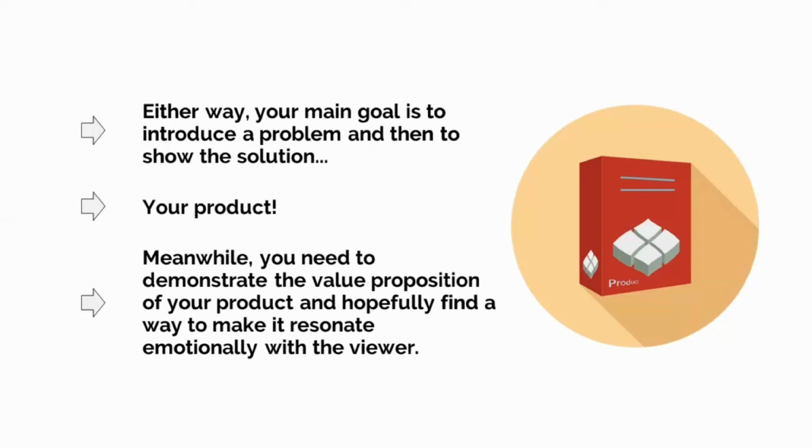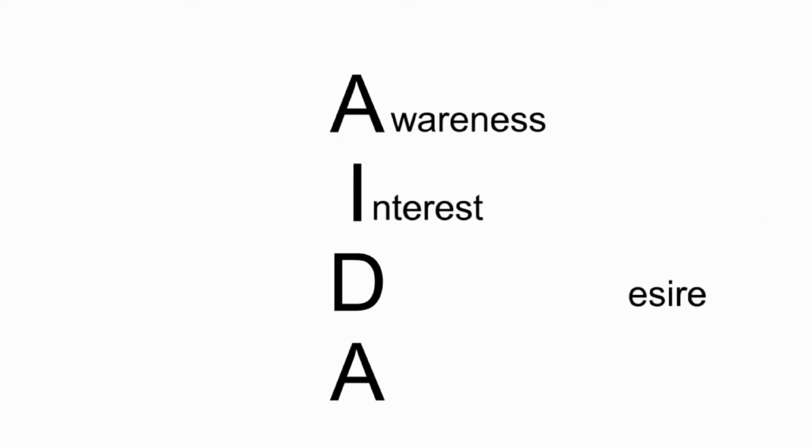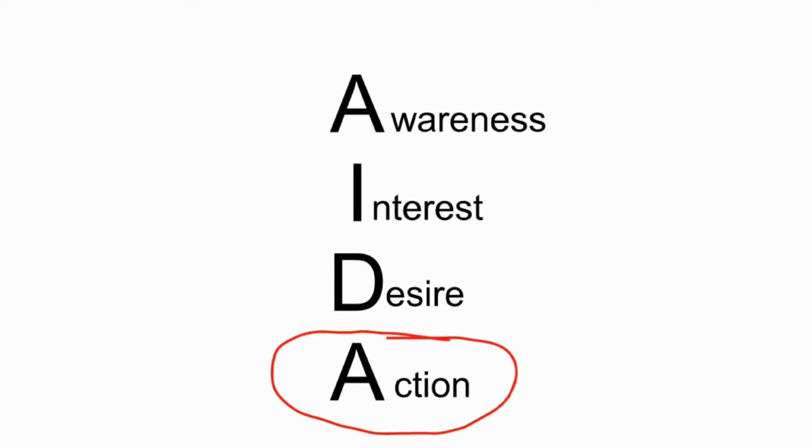Meanwhile, you need to demonstrate the value proposition of your product and hopefully find a way to make it resonate emotionally with the viewer. At the same time, you need to fully explain what your product is, and this can follow a structure known as AIDA: awareness, interest, desire, action. To really push that last part, the crucial action element, you need to ensure that you create urgency. And this can mean alluding to scarcity: buy now while stocks last.